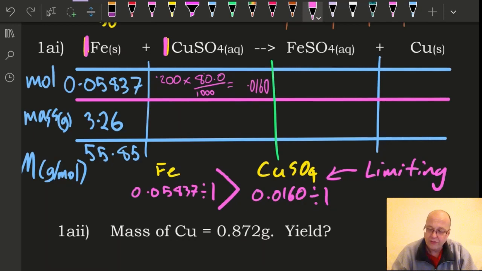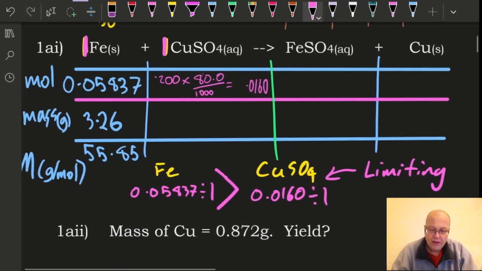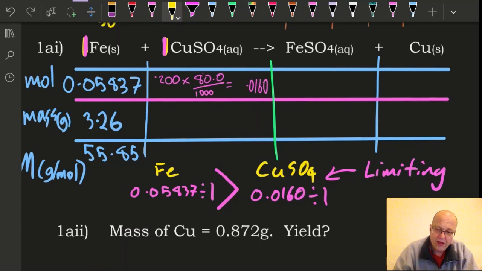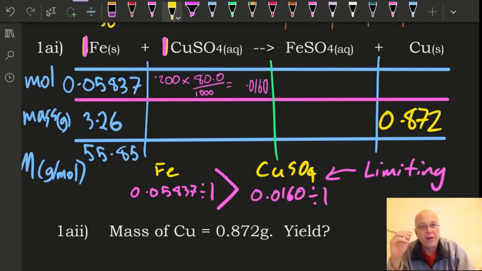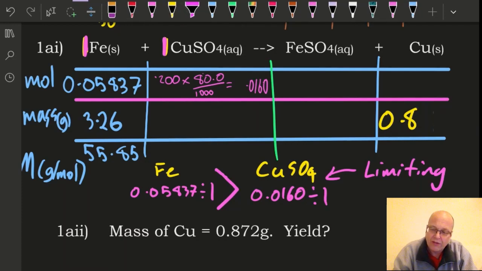All right. Work out the percent yield. Again, it is tempting to go, oh, it says there's 0.872 grams of copper, so that's the mass of copper. No. That's the experimental mass. That's how much the experiment got. This table is for theory, like T for table, T for theory. It's the theoretical. So if I'm going to work out the percent yield, I'm going to need to know the theoretical mass that I should have made.